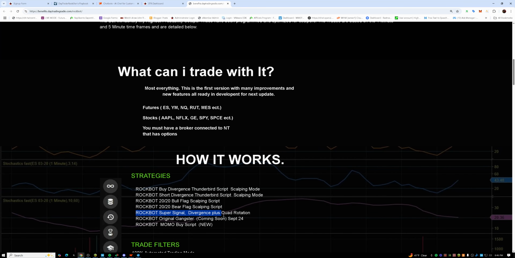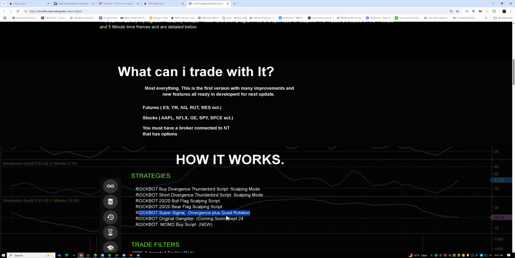Now, the SuperSignal with the quad rotation is, like I said, the holy grail. I don't like to call anything a holy grail, but that's the best you're going to get right there. Over here is the regular buy divergence, the Thunderbird script. That's very similar to the SuperSignal, except it does not have the quad rotation. The quad rotation is when all 4 stochastics get oversold. And there's only the long signal on this right now.